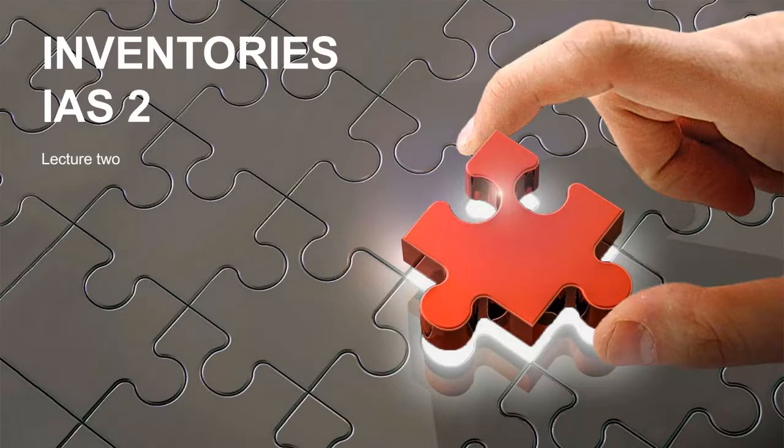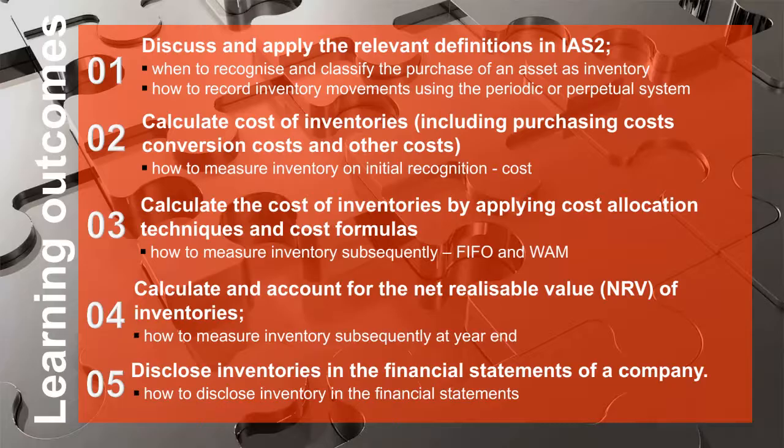So let's talk a little bit about the second part of inventory. Let's see what we've done so far. In lecture 1, we spoke about whether inventory is an asset or not. You remember that? And then we spoke just briefly, we didn't spend a lot of time, about the periodic and the perpetual inventory system. That was what we went over in part 1.